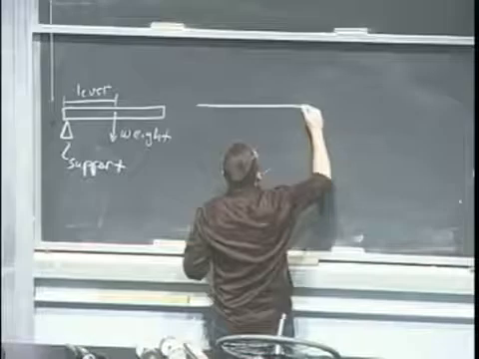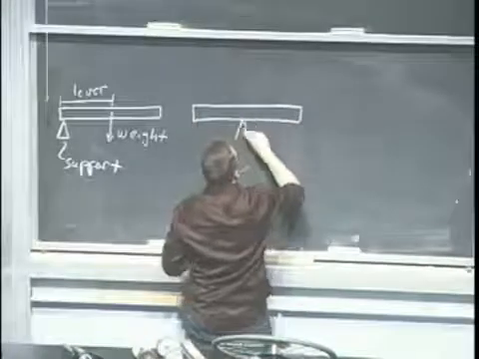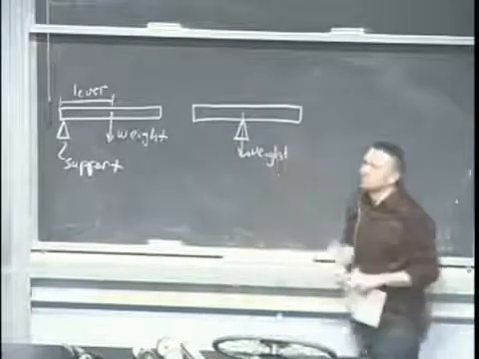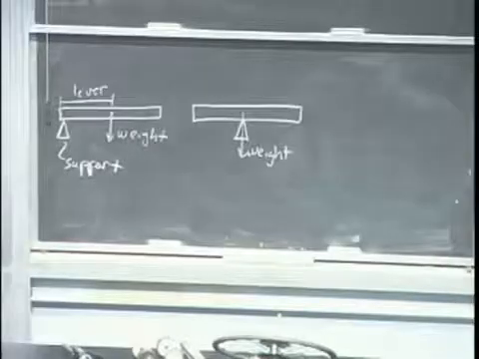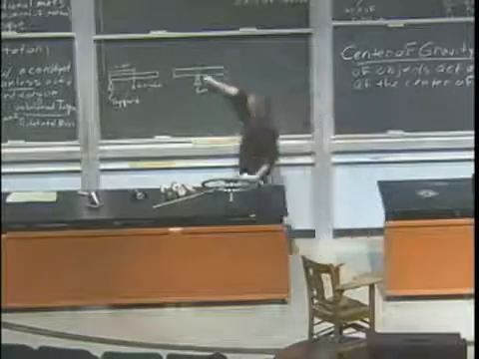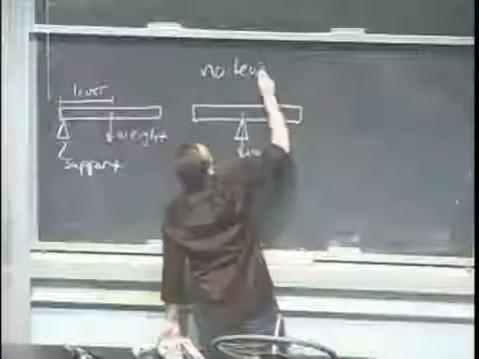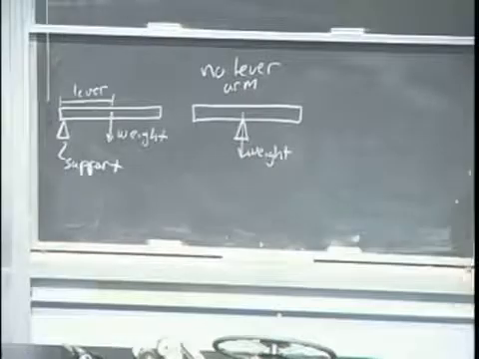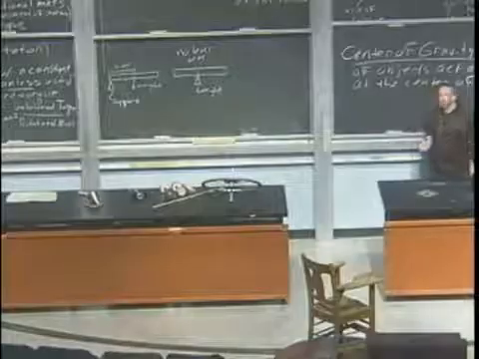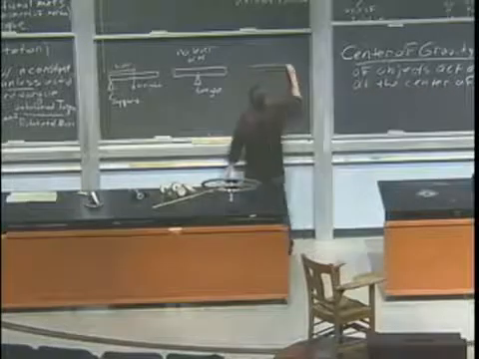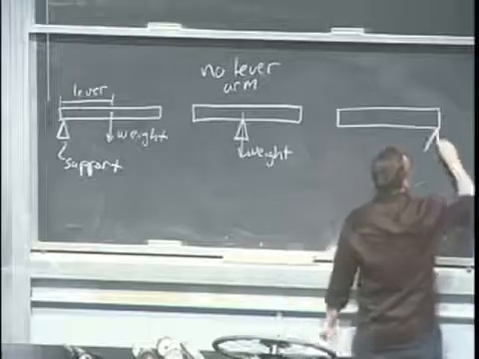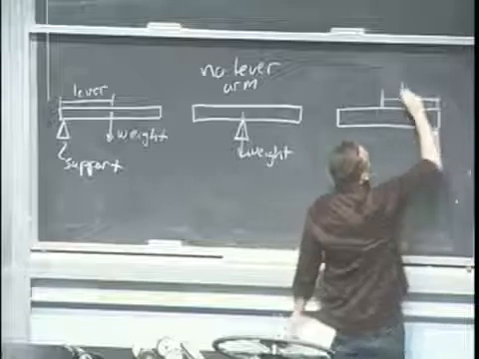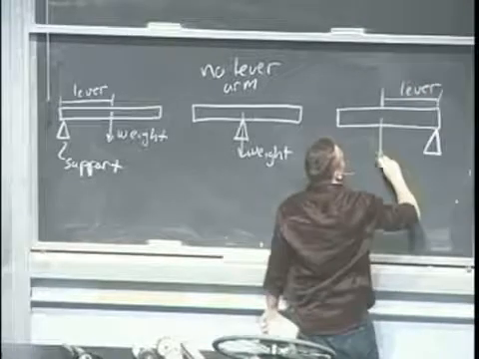If we have that right in the middle, so the weight is acting straight downwards, then there is no lever arm, because the weight is effectively acting right at the point of rotation. So there's no lever arm, which means there's no torque, which means that it's completely balanced. And then the final example is if we move that support over to the right-hand side. Here is the lever arm again. The weight is still acting in the middle.